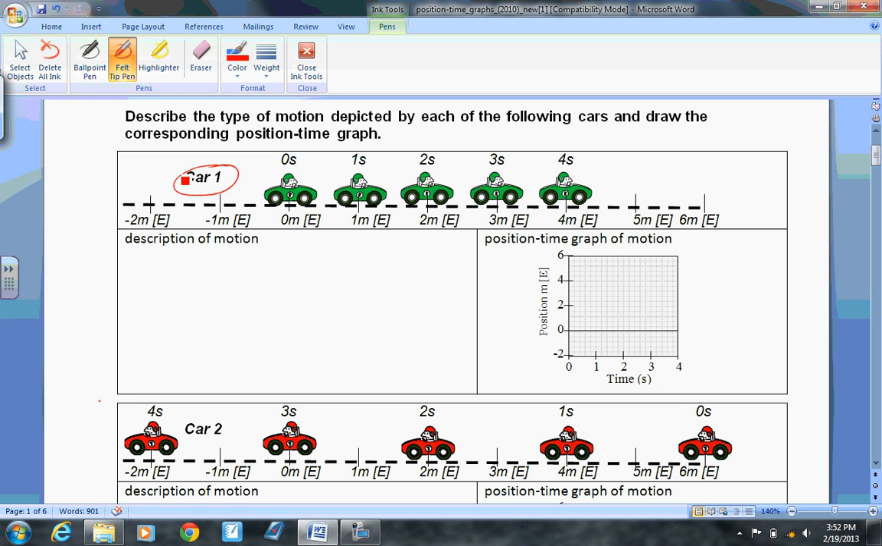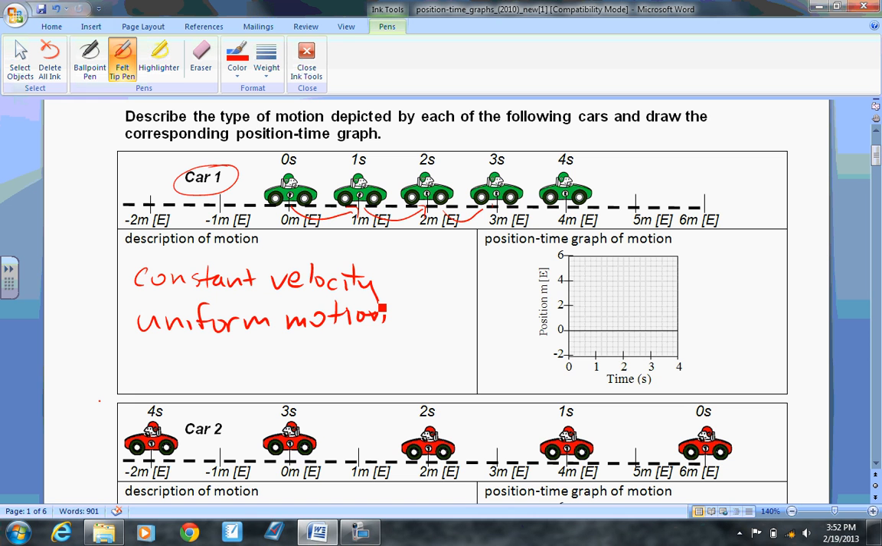And if you look carefully, you'll notice that in every 1 second interval, this vehicle travels 1 meter, and it's traveling 1 meter to the east. So we can say that it has a constant motion or a uniform motion. So we can write that over here. So constant velocity, or sometimes we'll say uniform motion.